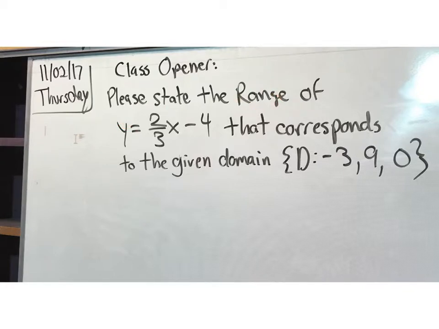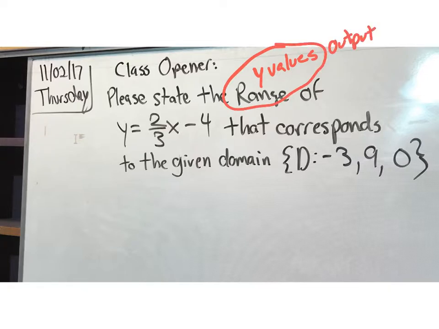Range are the y values, the output values. So I'm just writing this down just so you know. Range are the y values, or you could also call them the output values that correspond to the given domain values. And the domain are your input values. So I'm giving you these domain values and you want to put them in. So where are we going to put them in? We're going to put them into the x on the y equals 2/3 x minus 4.